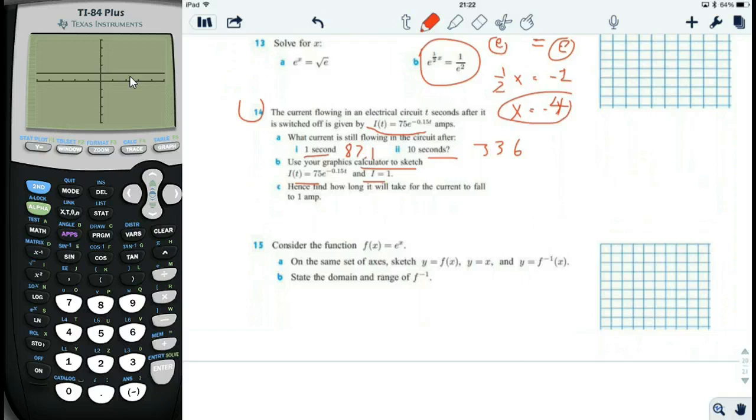And now the other function, 75 e to the negative 0.15t, is just way too high. We can't see it because we're not making the window go up high enough. Let's make the window go up higher. We're going to make the y max equal 100. Then we'll see it. Okay. Now we can see it.